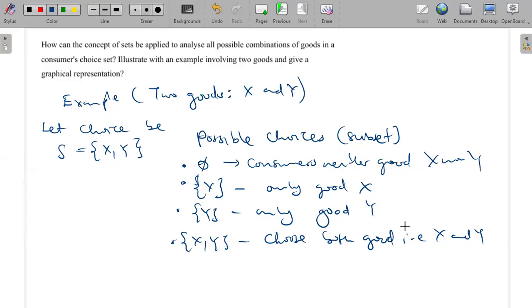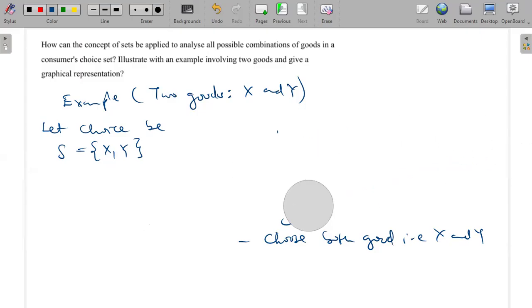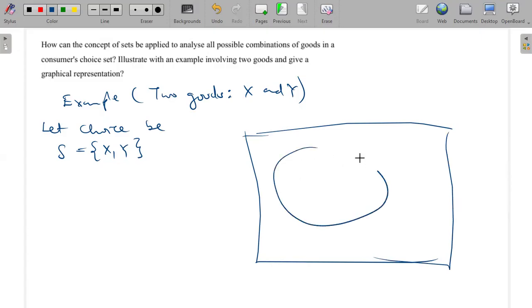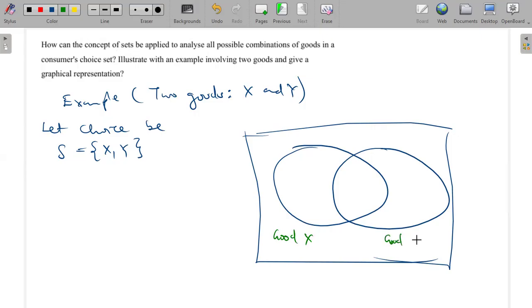So now, of course, they've told us to try to draw a graphical representation of this. So let me draw here. So what is this going to look like? So just have a Venn diagram like that, and then I'm going to draw, say, 1 and 2. So in this part here, let me say this is good X this side, and that is good Y.